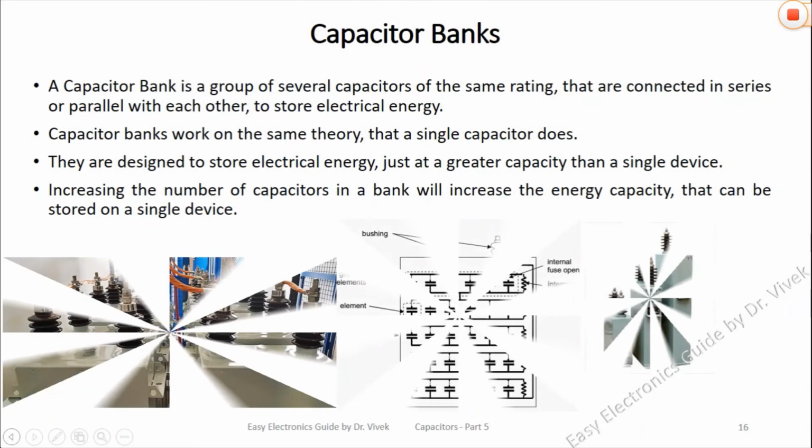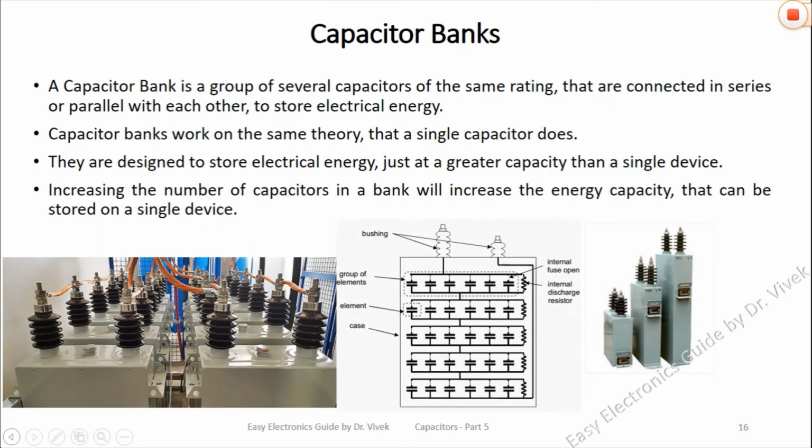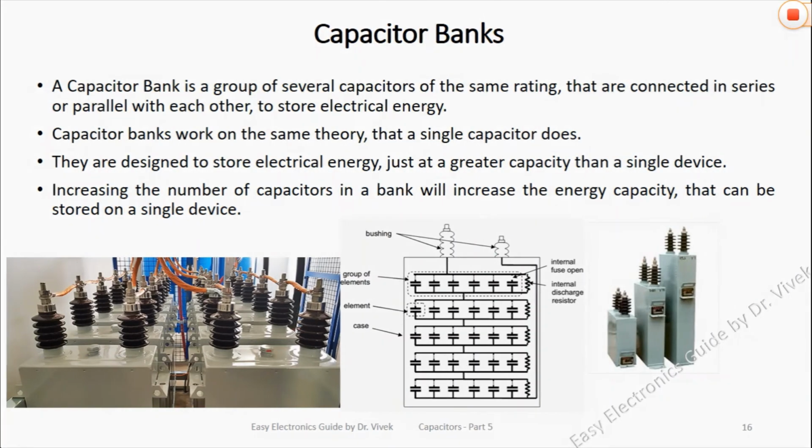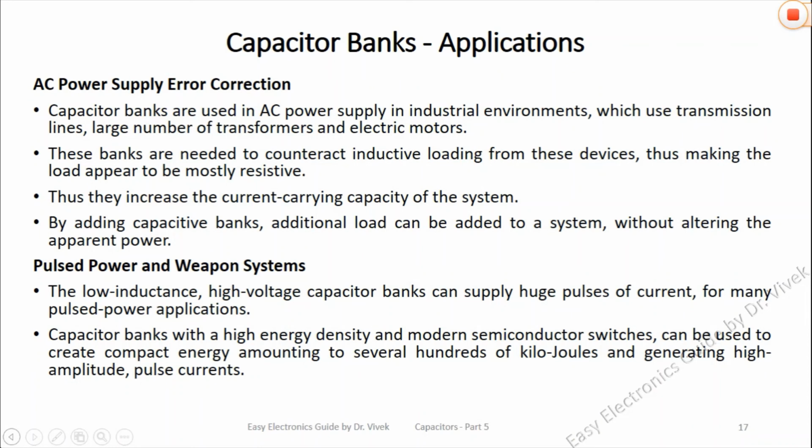A capacitor bank is a group of several capacitors of the same rating that are connected in series or parallel with each other to store electrical energy. Increasing the number of capacitors in a bank will increase the energy capacity. Capacitor banks are used in large-scale AC power supplies in industrial environments to counteract inductive loading and for making the load appear to be resistive. They can increase the current carrying capacity of the system.